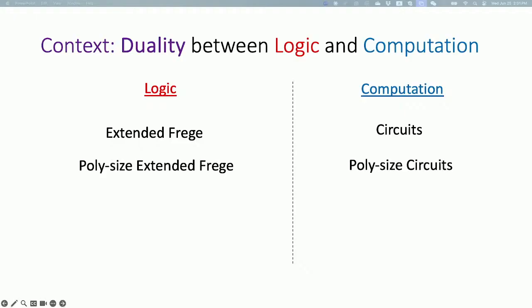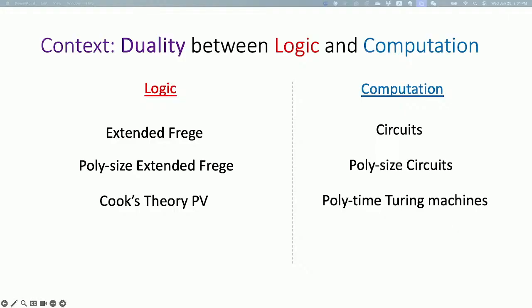And you can see a polynomial-size extended Frege proof is the dual of a polynomial-size circuit. So Cook's theory PV formalizes polynomial-time reasoning. It's a dual of polynomial-time Turing machines in the world of computation. And in fact, in proof complexity, this duality extends to TC0 Frege, for example, versus TC0 circuits.